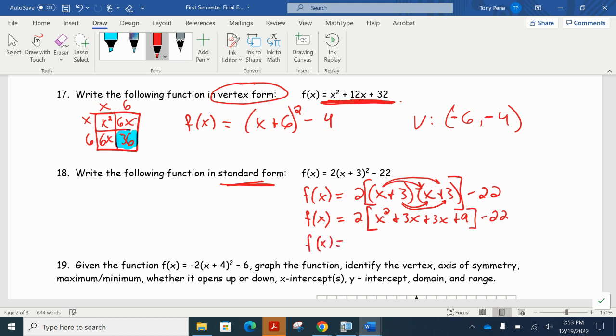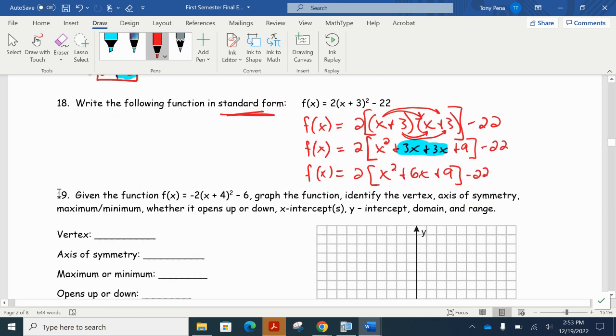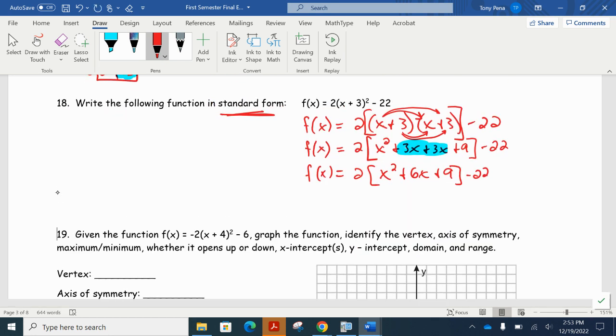Look inside of your parentheses. We have some like terms here that I'm going to combine first. So the 2 is still out in front. We have x squared now plus a 6x plus the 9, minus 22. From this step, we're going to distribute the 2 now that this is completely simplified. So 2 times x squared, 2 times 6x, 2 times 9, 18. And then still got the little minus 22.